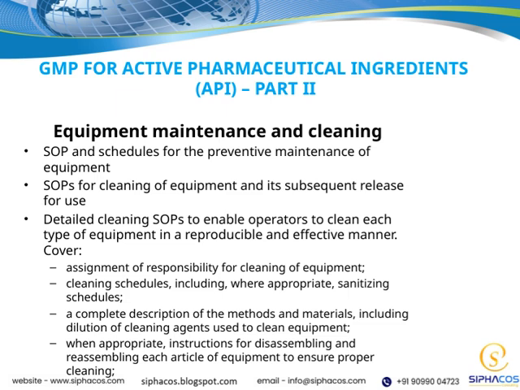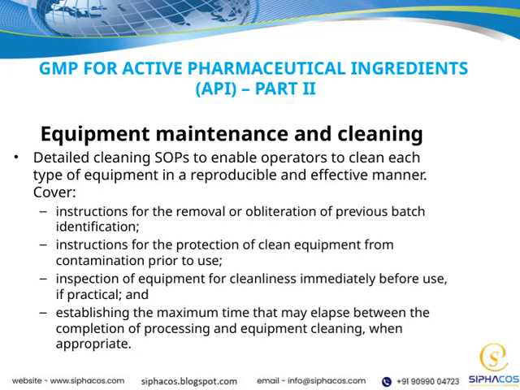The SOPs must include complete descriptions of the methods and materials used, such as specific cleaning agents, their proper dilution, and application procedures. When applicable, instructions for disassembling and reassembling equipment are vital. They ensure that every part is cleaned properly and that reassembly maintains the equipment's integrity and functionality. All of these points are critical for maintaining GMP standards for active pharmaceutical ingredients, and they play a key role in ensuring product quality and safety throughout the manufacturing process.